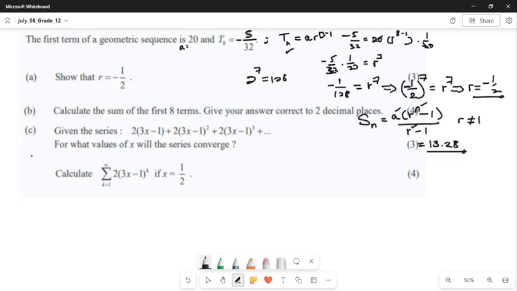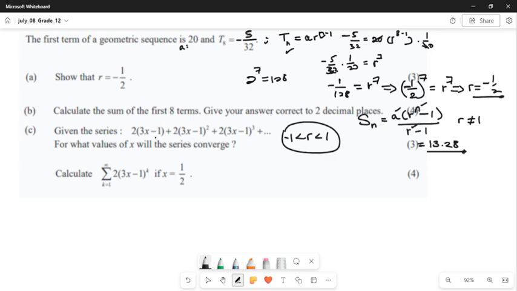So in order to determine the convergence of a geometric sequence, we need to know the ratio of that sequence. And to conclude that a sequence converges, our value of r should lie between positive 1 and negative 1. Only if the value of r is between negative 1 and 1, then we can say this geometric sequence does converge.